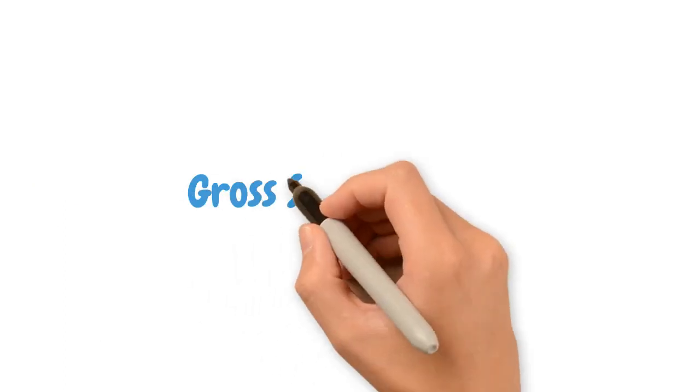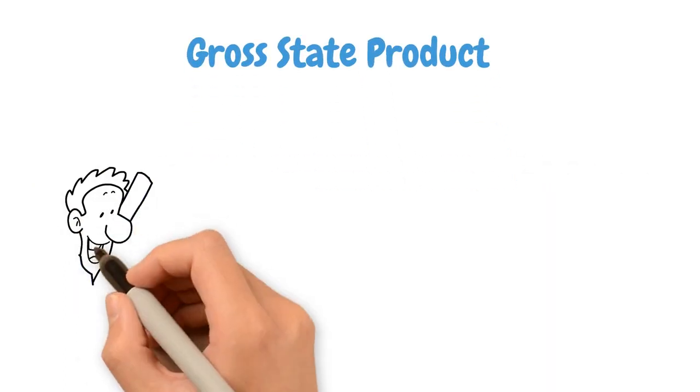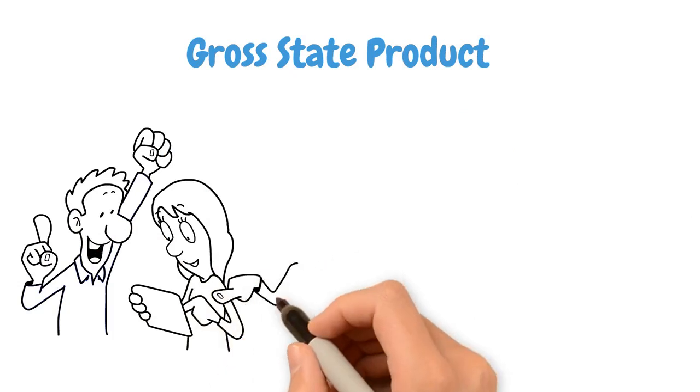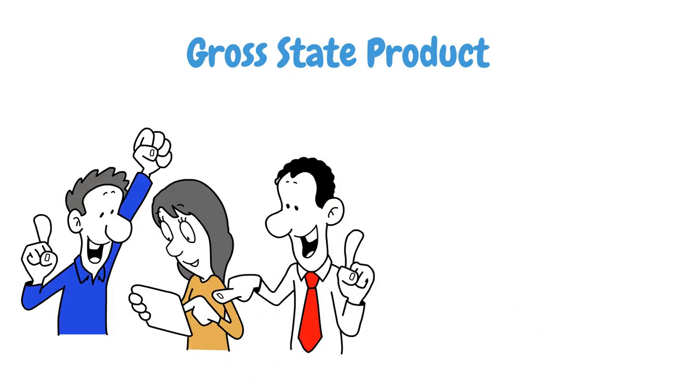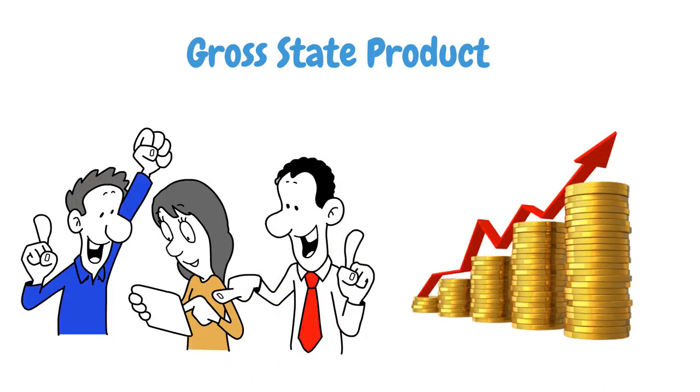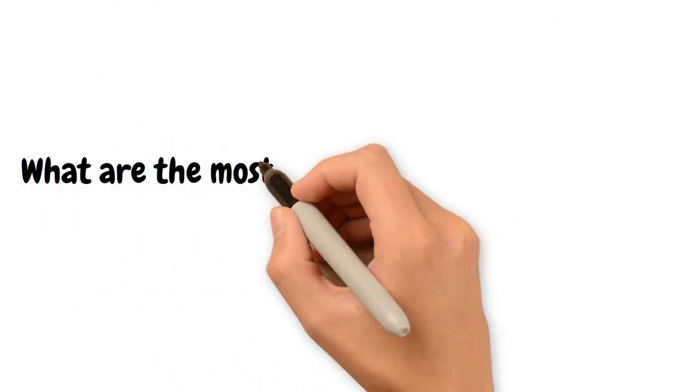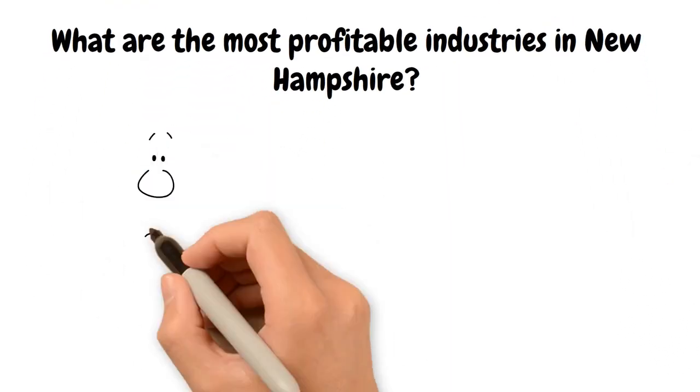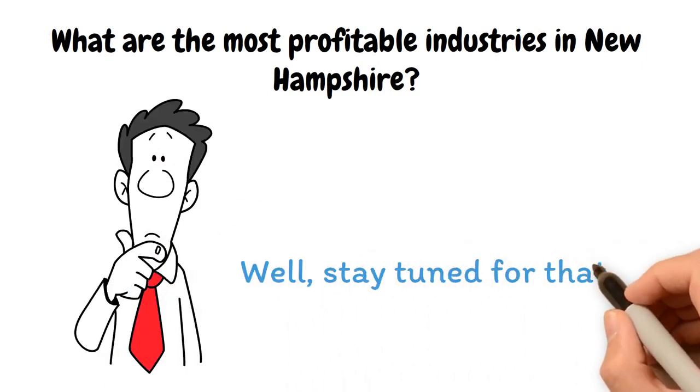State GDP, or gross state GDP, is a measure of a state's output or the sum of all value added in the state's industries. It's a frequent measure used to track a state's economic health. What are the most profitable industries in New Hampshire? Curious to know? Well, stay tuned for that.